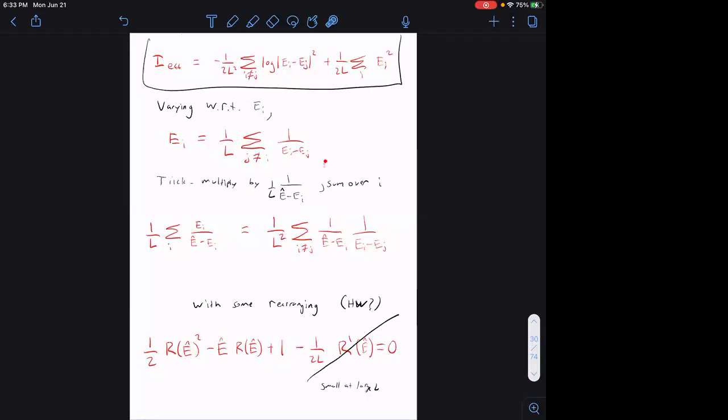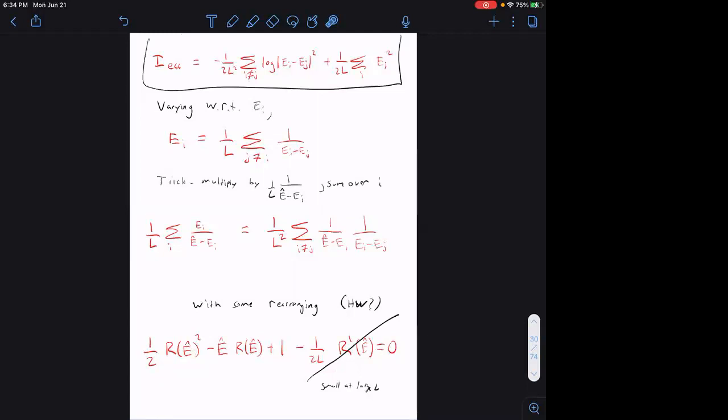We get this equation, and this equation isn't very useful by itself. It's an equation for a given E_i. The trick that's useful is to multiply this thing by something which is E hat minus E_i, and sum over E_i. Now we get an equation relating two functions of E hat, and if you are interested, you can try rearranging this and find this equation here in terms of the resolvent of E hat.